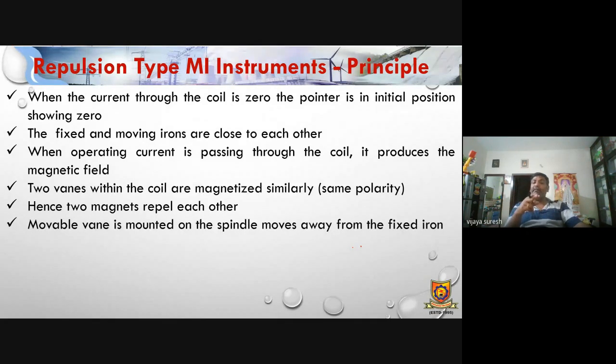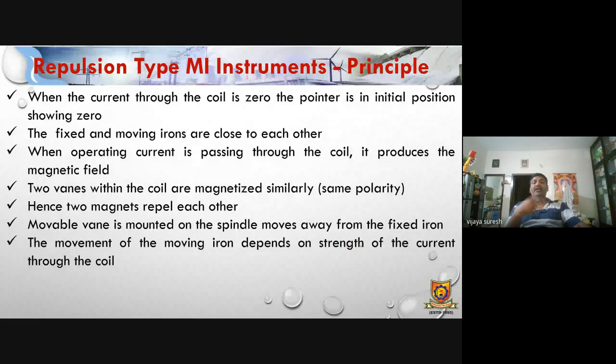So the movable vane mounted on the spindle moves away from the fixed iron, and since it is connected to the pointer, we will have a deflection. The movement of the moving iron depends on the strength of the current through the coil.